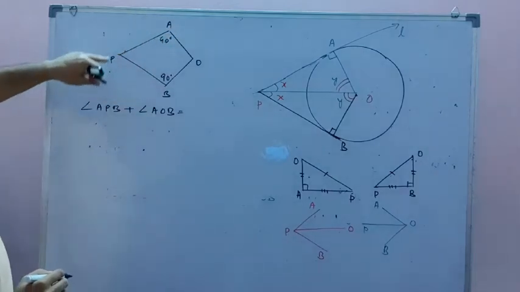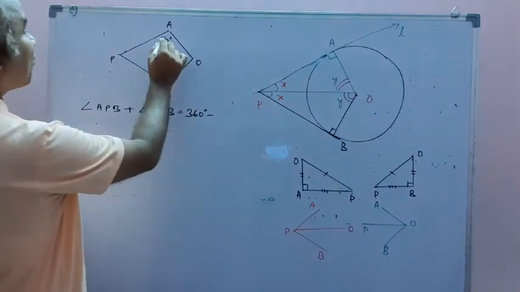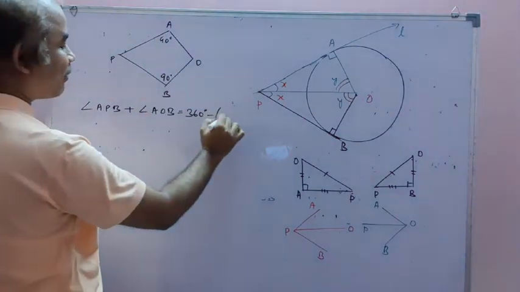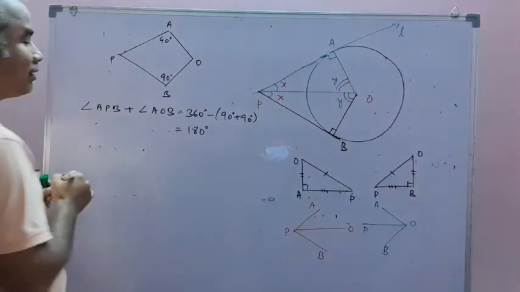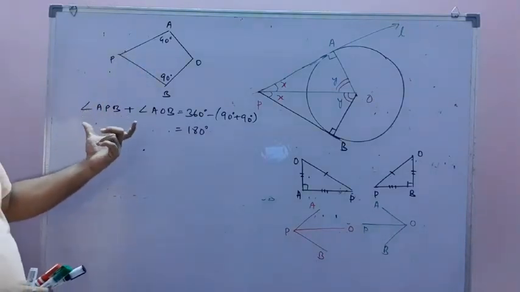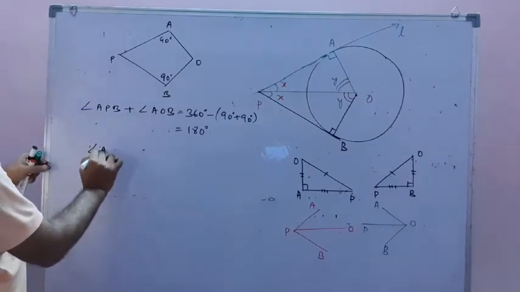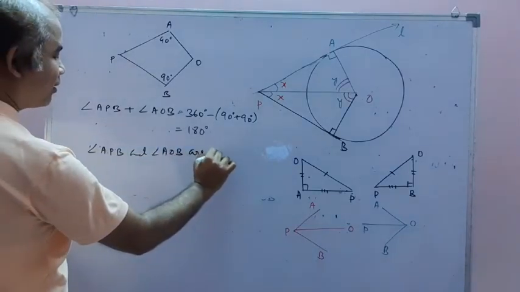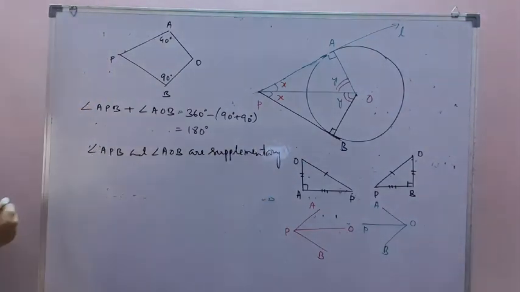By the angle sum property of a quadrilateral, the total sum is 360 degrees. From this I have to subtract the measurements of these two angles, 90 and 90. That means my answer will be 180 degrees. Now if the sum of two angles is 180 degrees, then we call that pair of angles supplementary angles. So angle APB and angle AOB are supplementary angles.